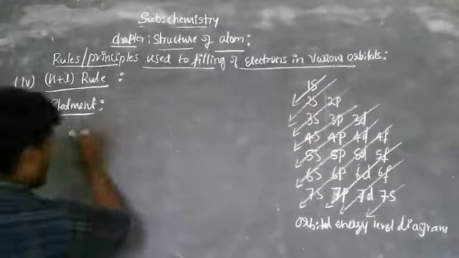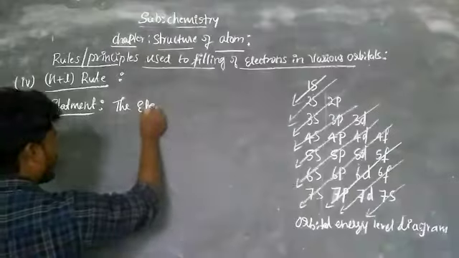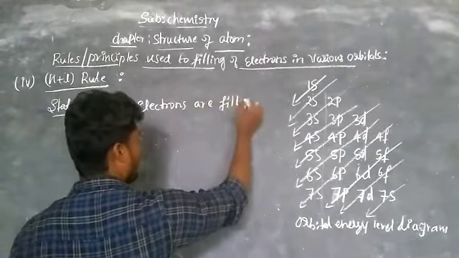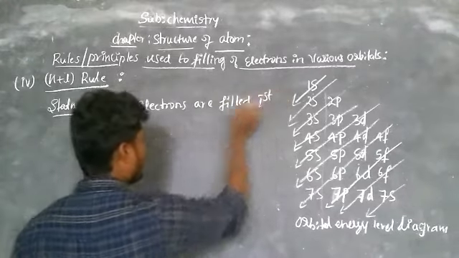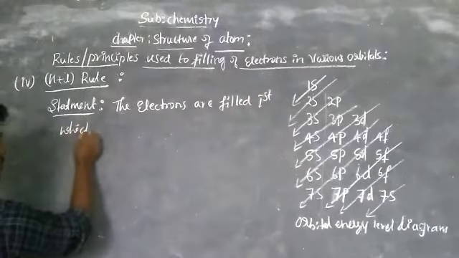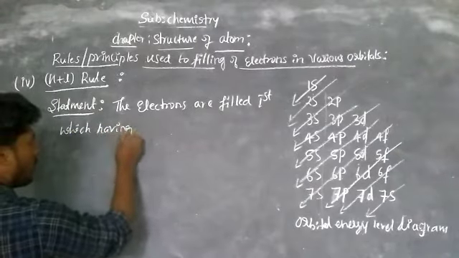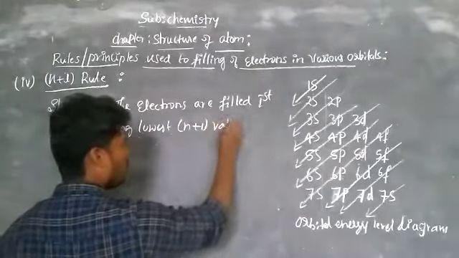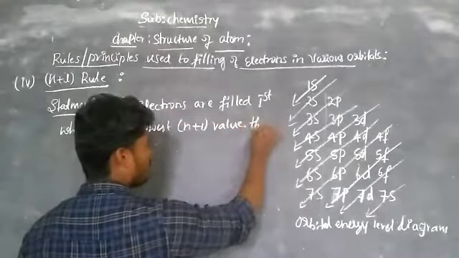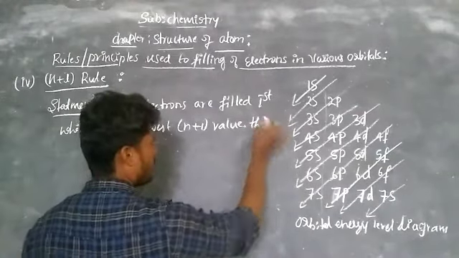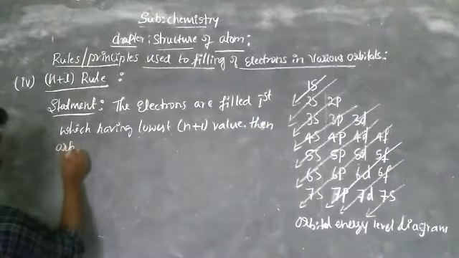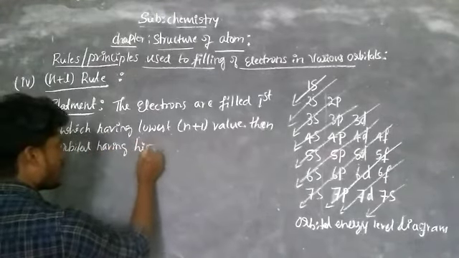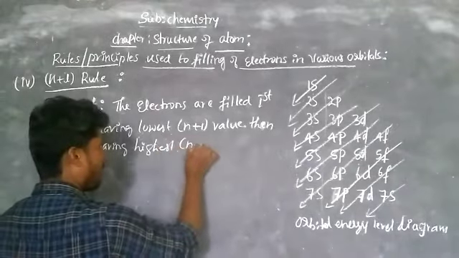It means the electrons are filled first into the orbital having the lowest n plus l value, then the orbital having the highest n plus l value.